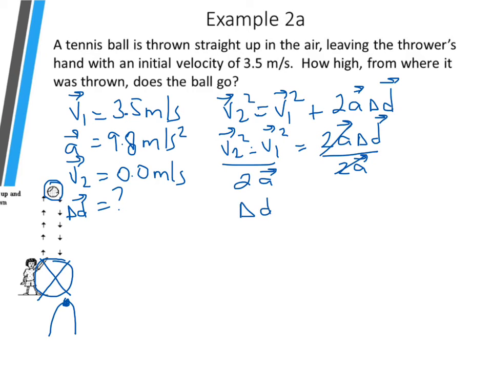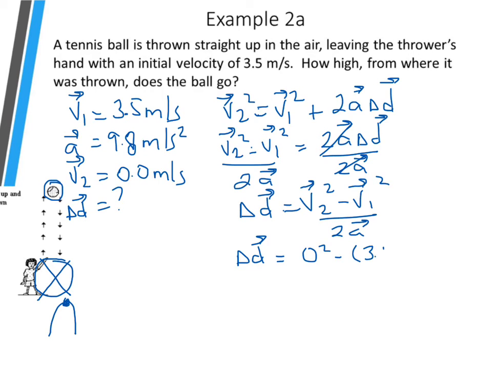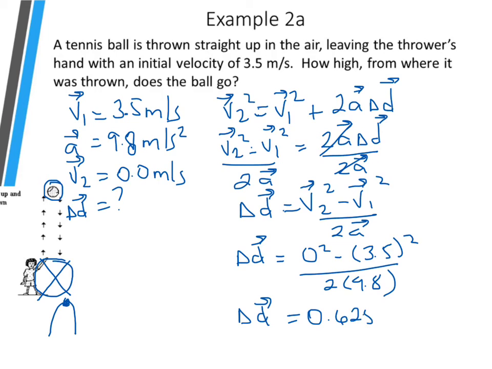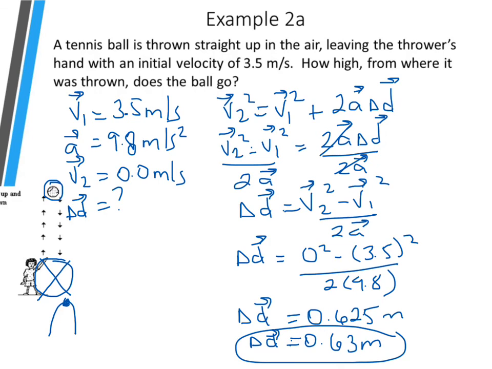Okay, and then I'm just going to rewrite it in the other direction for you. And then we can go ahead and put our information in. So we have 0, we have 3.5 squared over 2 times 9.8. You put that all in on your calculator and you get 0.625 meters. Then we check, we only want 2 significant digits. So that gives us 0.63 meters as our displacement. So that's our final displacement there.